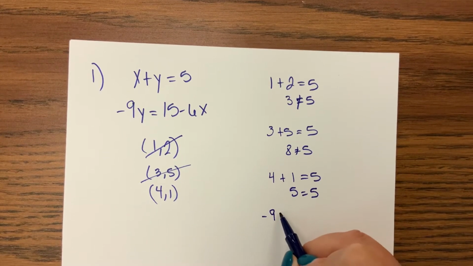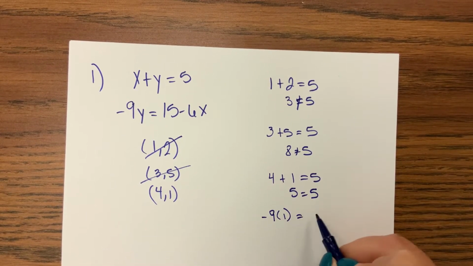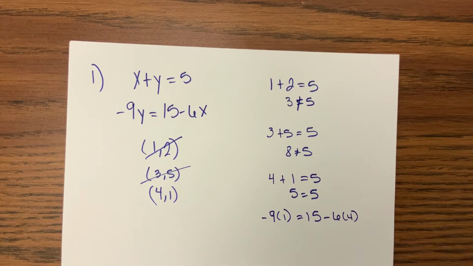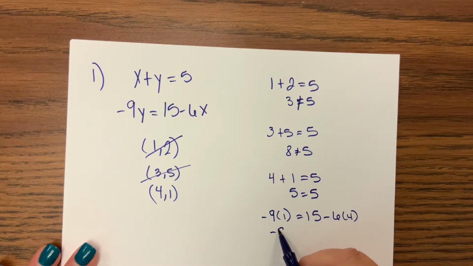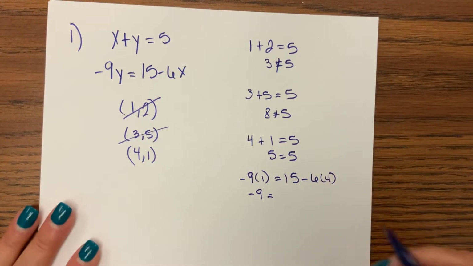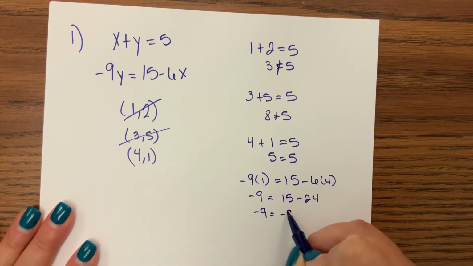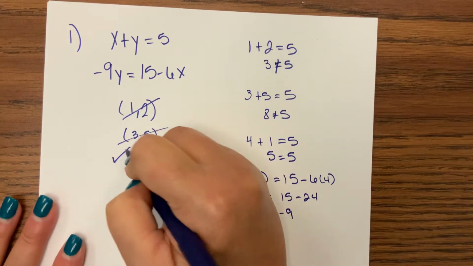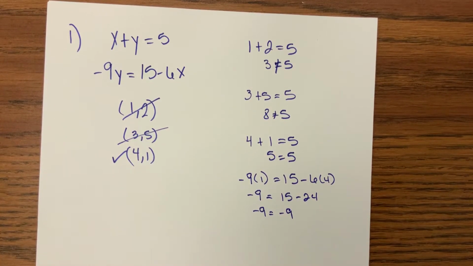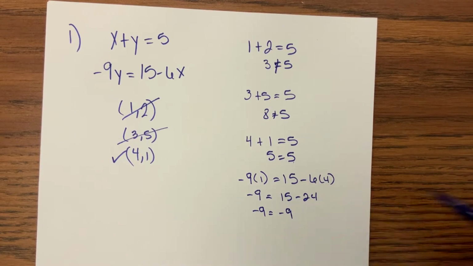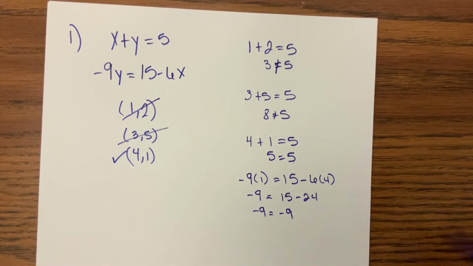So we're going to do negative 9 times 1 equals 15 minus 6 times 4. So then that's negative 9. 15 minus, that would be 24. And then negative 9 equals negative 9. So that one is a solution. So I think you have 4 on there that you have to check. So you'll just check, and whichever one's equal both equations, they have to equal out in both equations. That is a solution to that equation.